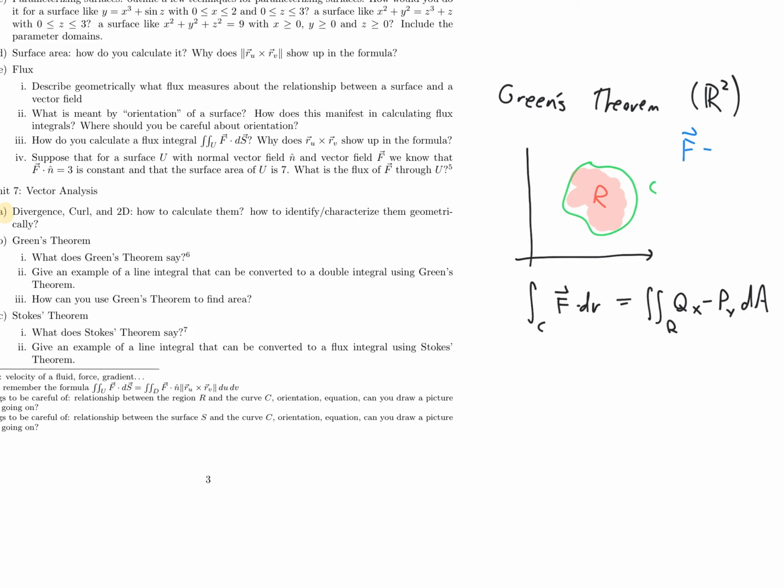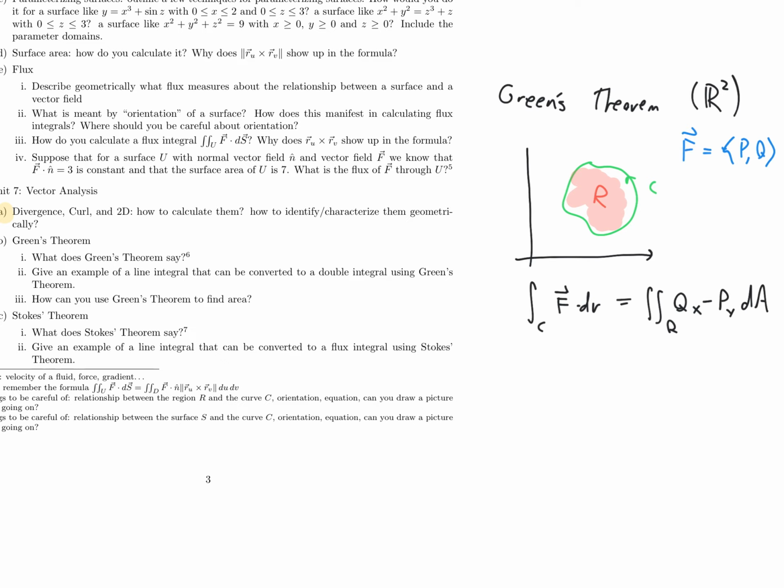So here f is equal to PQ. Now there's one thing I haven't told you here, and this thing is quite important. I didn't tell you how to orient C, and the way we usually say this is if you walk along C, you should be keeping R to your left. So in this case, to keep R to my left, I should be going counterclockwise around R. As you can see where orientation comes into play.